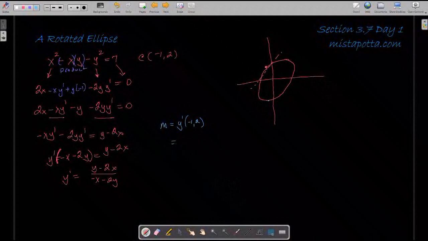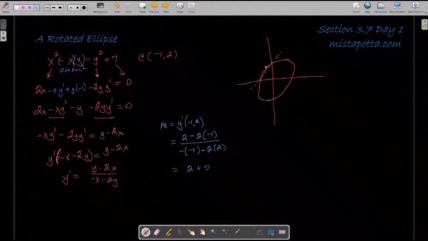So my slope in this case ends up being y minus 2 times x over negative x minus 2 times y. So I end up with 2 plus 2 over 1 minus 4, or 4/3.